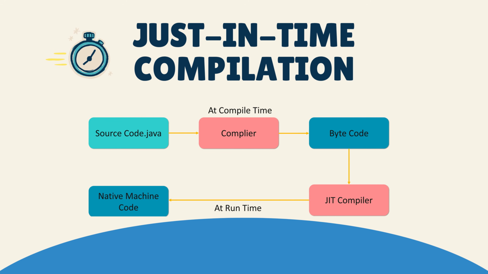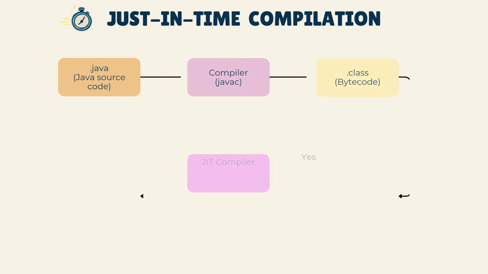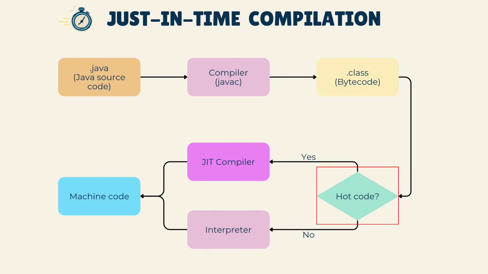JIT compilers monitor your program as it runs. When they detect hot code, parts of the program that are used frequently, they compile that code into machine code on the fly and cache it. Next time that code runs, it uses the cached machine code instead of interpreting it again. This brings execution speed close to that of fully compiled programs.